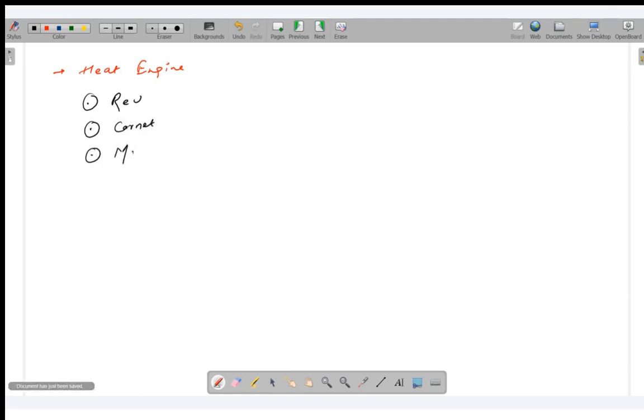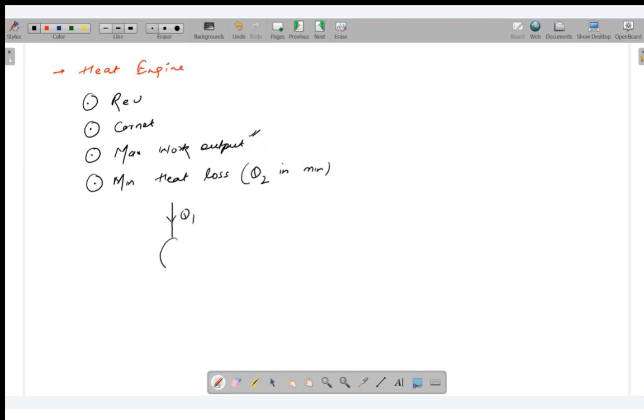Or they will give you maximum work output. If they are asking for maximum work output, or they have given maximum work output in the question, that means it is a reversible engine. Or they will give you minimum heat lost or heat rejected. That means Q2 is minimum. If work is maximum, you are giving Q1, and Q1 is divided into work and Q2, so if work is maximum, then Q2 is minimum. So they will give you minimum heat loss.